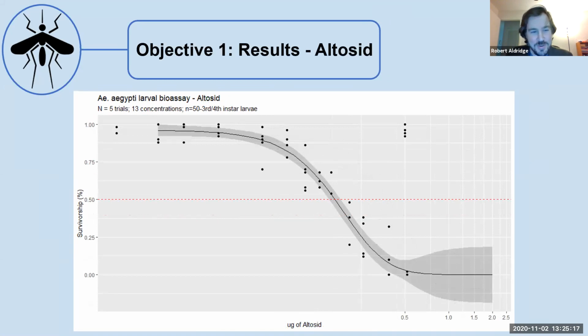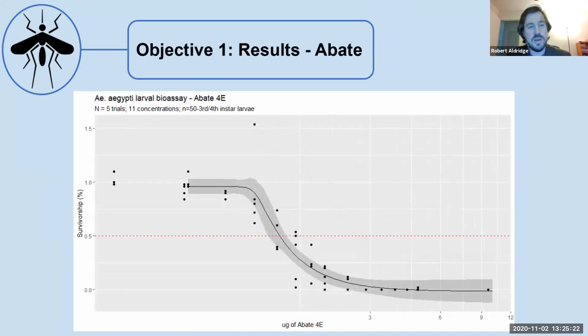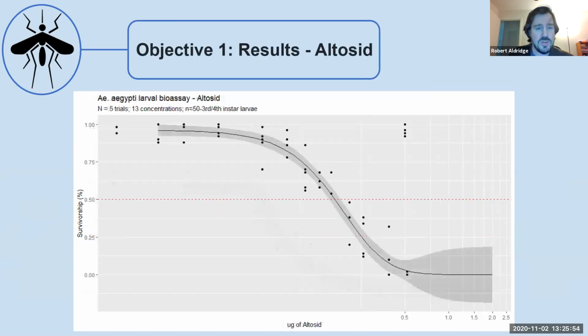Here we have Altosid, which the active ingredient is methoprene. So we were able to identify that one. This is Abate, or temephos is the active ingredient. And actually, temephos has been discontinued in the European Union, so they're no longer using it. It's starting to phase out in certain locations. However, it is still very practical to use, and it has been approved by the WHO for use in drinking water. So this is an organophosphate. The other ones that we looked at, so let me back up here for a second.